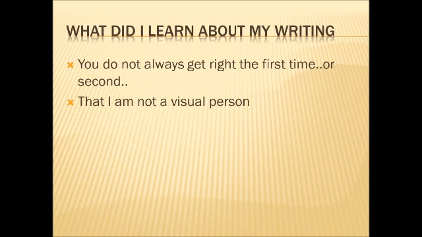So what did I learn about my writing? Well, during this process I learned that you do not always get it right the first time or the second. With the technical instructions, it was hard to be sure you were wording things correctly so that your audience would know what you're trying to communicate. I also learned that I am not a visual person. I prefer things in black and white with no pictures. For this assignment, it was crucial for me to use visuals for every step so that the children would be able to follow my instructions.